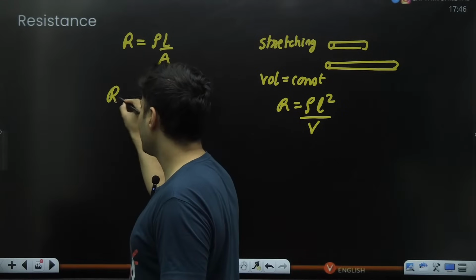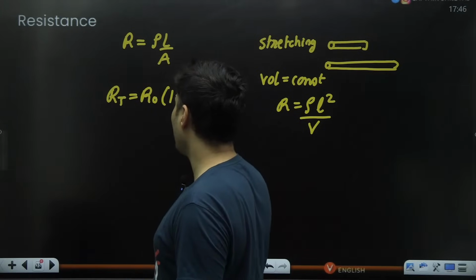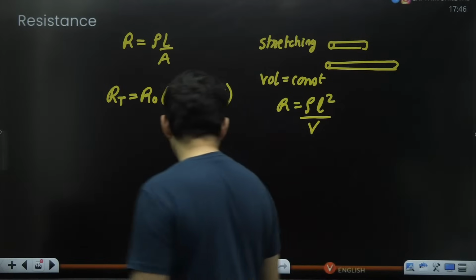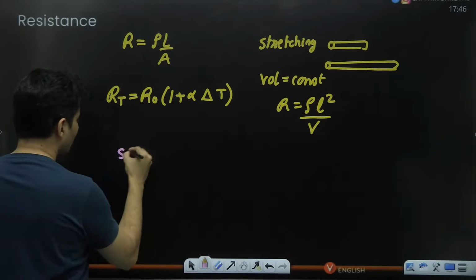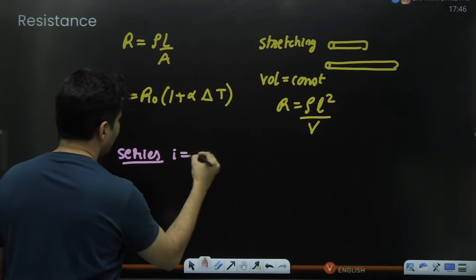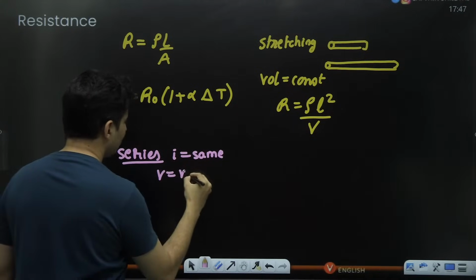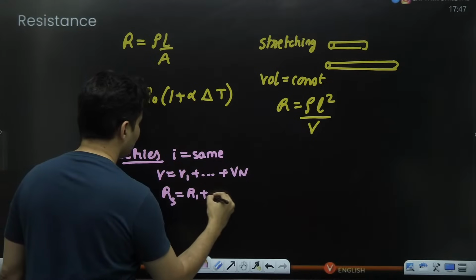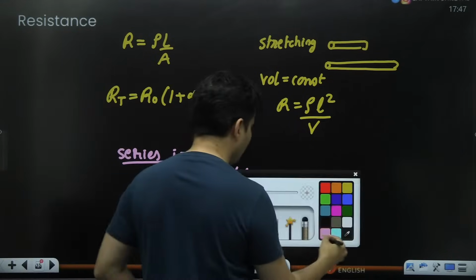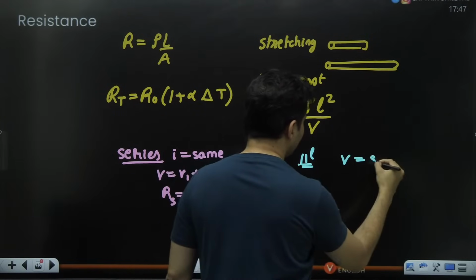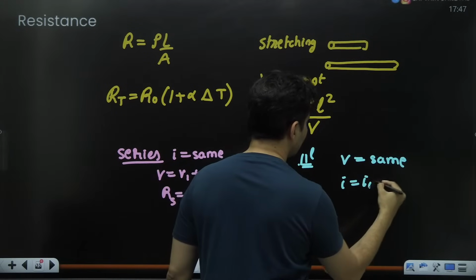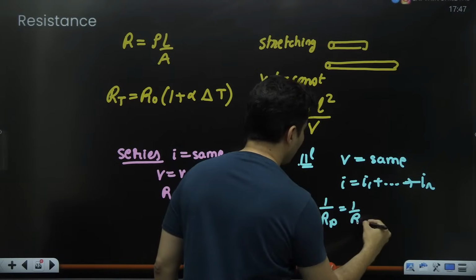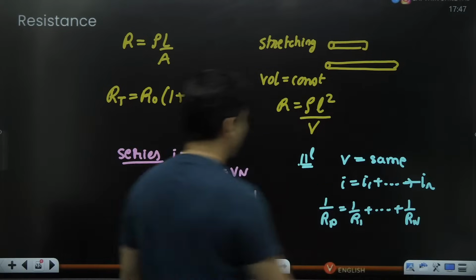Also sometimes resistance as a function of temperature, which is R naught into 1 plus alpha into the change in the temperature. That's another formula which you might use. And series parallel everybody knows. So in series, current is basically the same and the total voltage is V1 plus V2 plus like that Vn, and the total resistance in series is R1 plus R2 plus like that Rn. Whereas in parallel, it is the voltage which is the same, but it is the current which gets distributed, I1 plus I2 plus like that In, and 1 by Rp will be 1 by R1 plus like that till 1 by Rn. So that is for parallel.